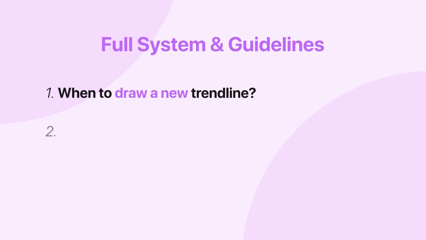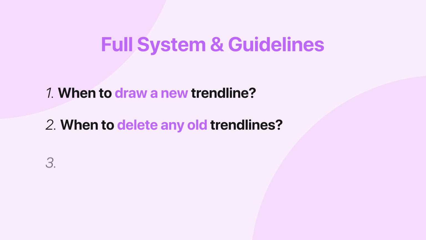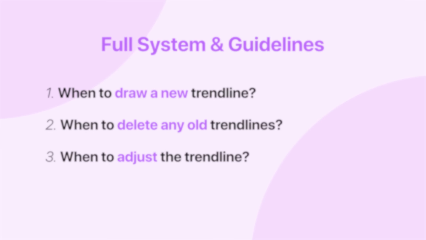I'm gonna give you guys a full system and guidelines so that you know exactly when to draw a new trend line, when to delete any old trend lines, and when to adjust the trend line that you already have on the screen. If you guys follow all of these guidelines, this will fix your trend line problem. Trend lines are very clean, essentially, when you draw them. It is only until price intersects or reacts to them or crosses through them that you need to figure out, okay, what do I do with the trend line now?